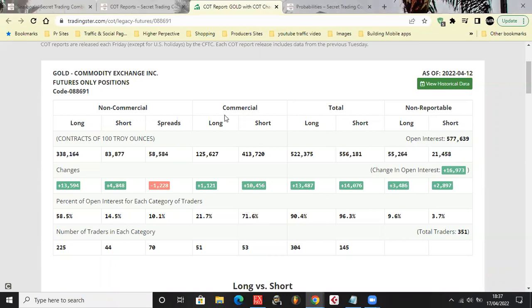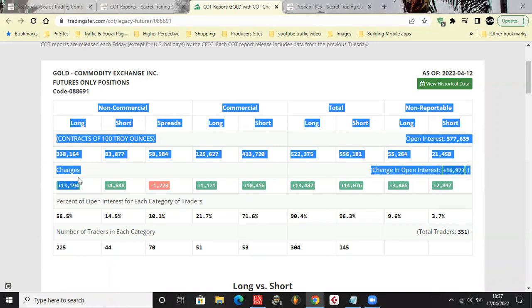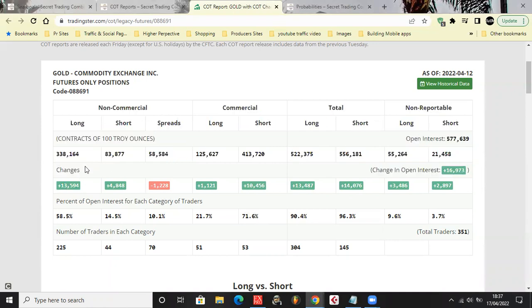Yeah, so the first thing we can see is gold. They added 10,000 new positions to the short section, and the non-commercials added 13,000 to the long. So that creates liquidity for us. But what we want to focus on is the changes of the commercials. So we have 10,000 new positions going short.